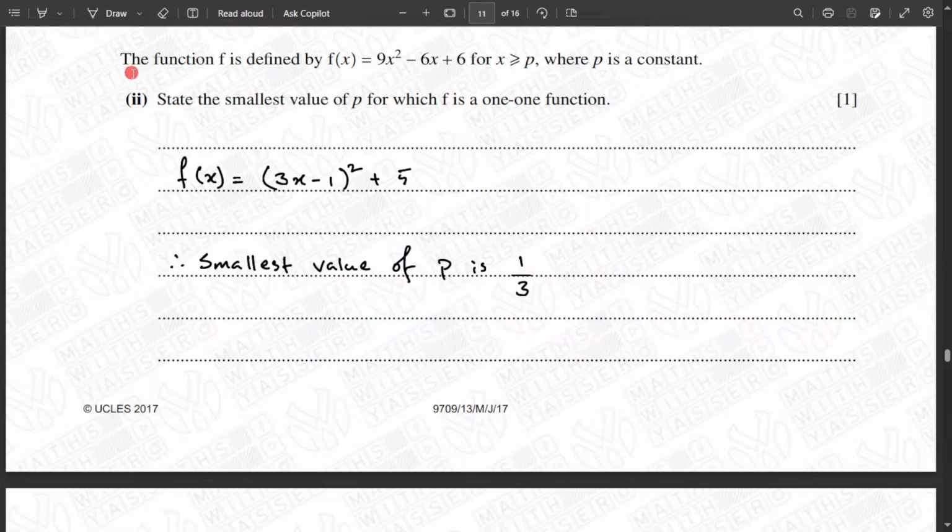In part 2, it says the function f is defined by f of x equals 9x square minus 6x plus 6 for x greater than or equal to p, where p is a constant. State the smallest value of p for which f is a one-to-one function. That means we need to understand the x coordinate of the turning point. So with the help of the completing square, we can see that the smallest value of p should be 1/3, because when 3x minus 1 equals 0, x will be 1/3. And if x is greater than or equal to 1/3, we can have a one-to-one function. Otherwise, this whole equation is a many-to-one function because it's a quadratic function.